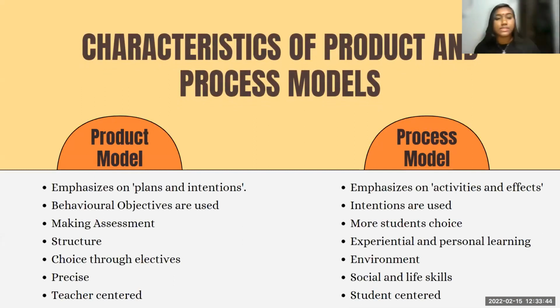For the characteristics of the product model and process model, we need to keep in mind two things. The product model is actually teacher-centered, and the process model is actually student-centered. I'll give an example later on. We'll see first the product model: it emphasizes the plans and intentions of the educators for the students, and behavioral objectives are used.